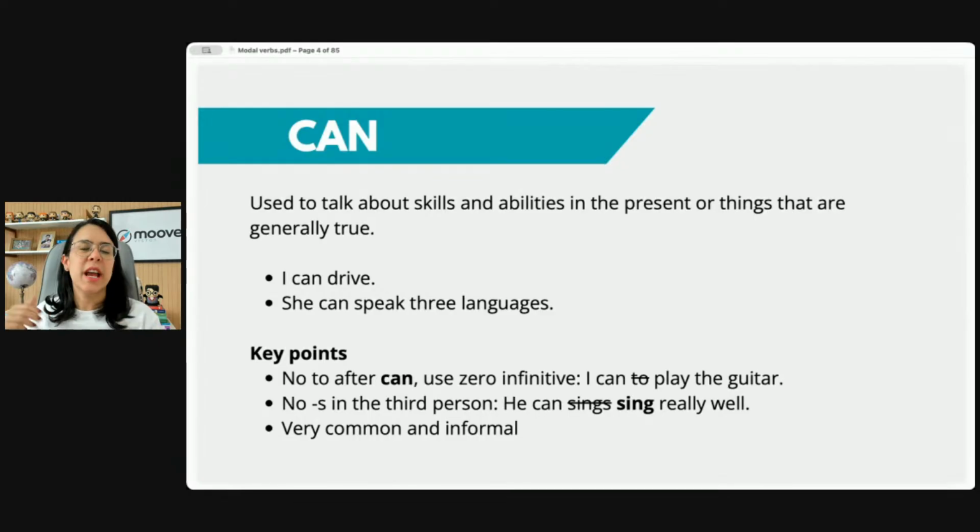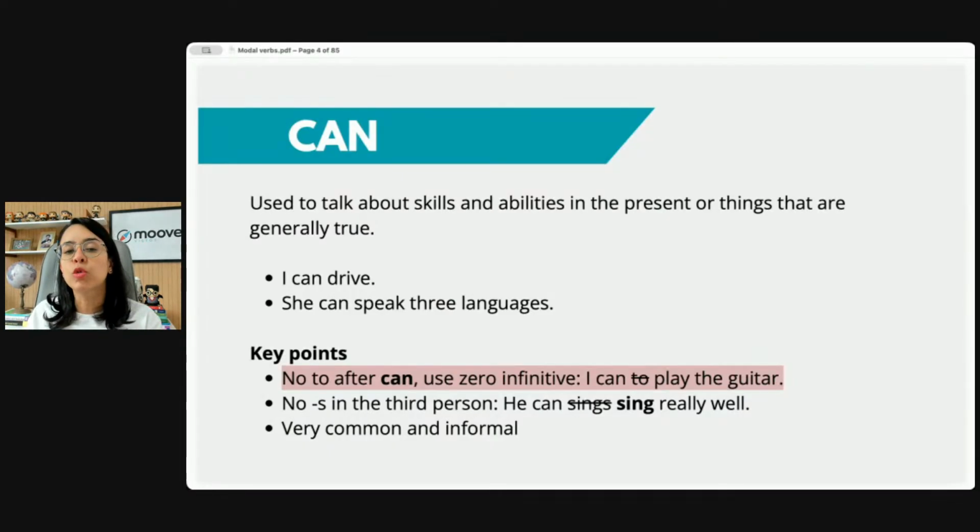Can is a structure that has many uses, and it's very important to know how to use it. One thing that I would like to draw your attention to is that after can, we use the verb in the zero infinitive or base form. What does that mean? We cannot use the verb in the infinitive with to. A very common mistake is this one here. I can't to play the guitar. No, I can't play. I can't dance. I can't speak. I can sing, whatever.